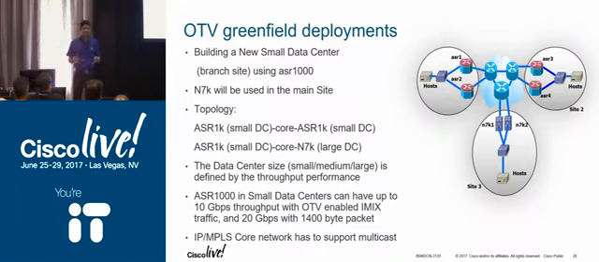The performance is what matters. If you want to go for a large data center, probably you'll think of Nexus at one point in time, but there are some ASRs, the bigger series of ASRs, which will be able to provide you that amount of throughput, that amount of performance.